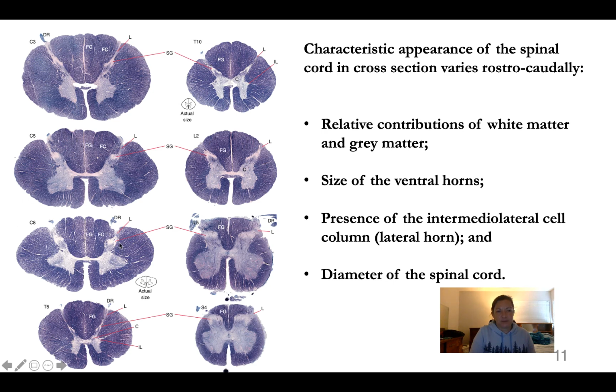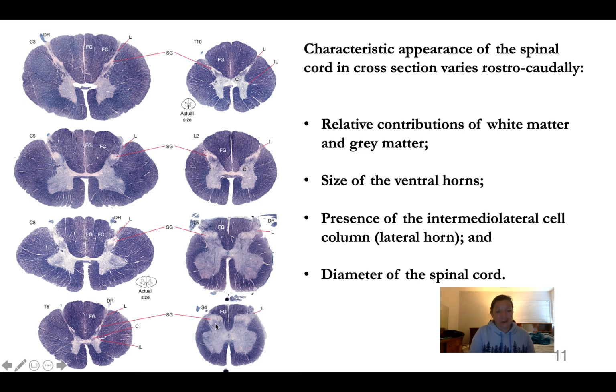C8, we saw previously as a representative section. Of course, the appearance of the cord changes as you move from the top of the spinal cord here at C3 to its bottom here at S4. And so the most obvious change you see is the diameter of the spinal cord. So the cervical spinal cord is very large and oval, and the sacral spinal cord is tiny.